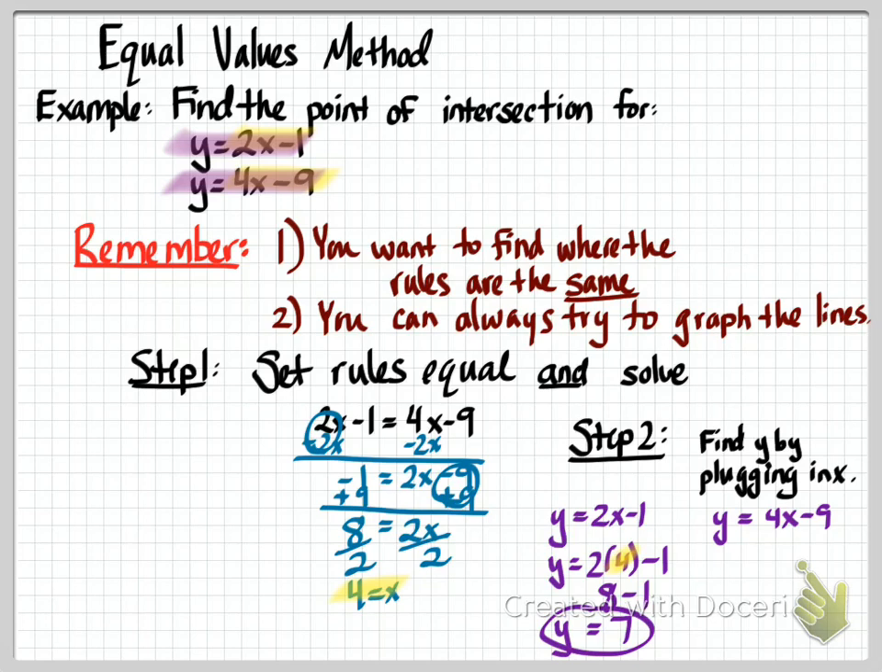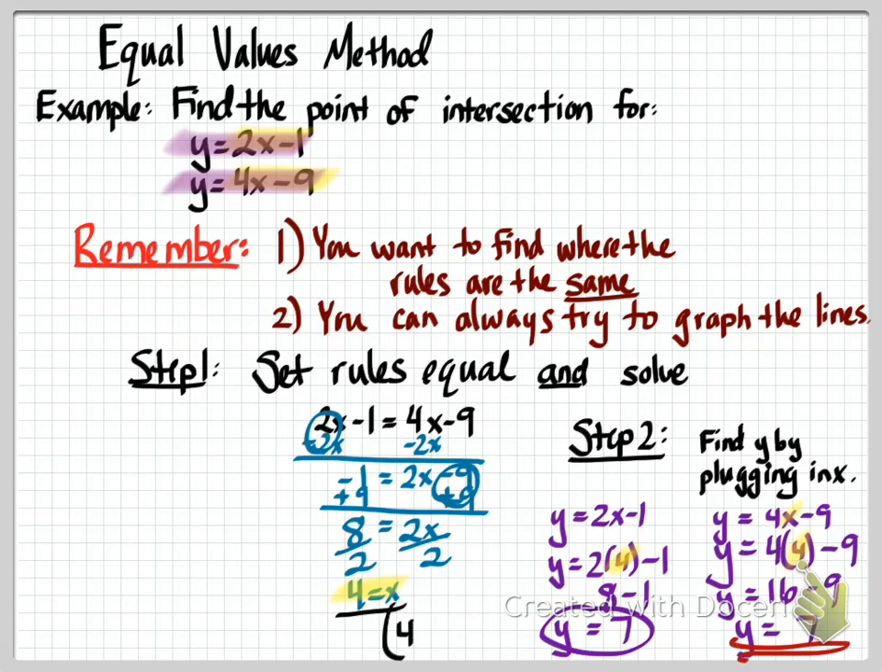Now it's always good to do it with both rules, because you should get the same value. That's the whole goal, to find when the values are the same. So I'm going to plug into the second rule as well, plugging 4 in again for x, because that's the value for x. Solving and seeing that 16 minus 9 is 7. So I get the same exact answer, which I should.